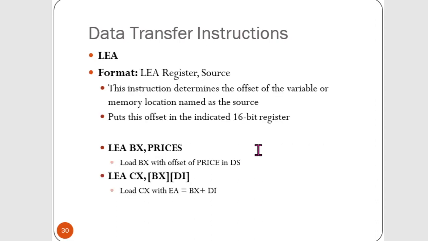So we can move further with the LEA instruction, which is load effective address, and which loads the address to a register. If you want to load an address value to the BX register, you can use LEA. Similarly, if you want to load the effective address of BX plus DI, so base and index, then you can use this format: LEA CX, BX DI. It will load the addition value of BX and DI to the CX register. So that's how the LEA instruction works.